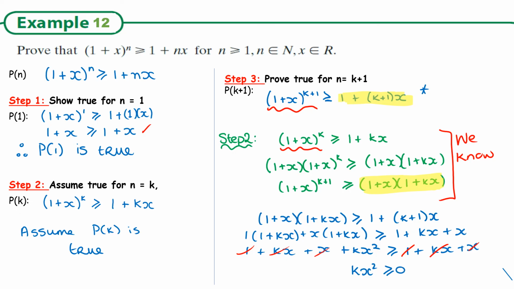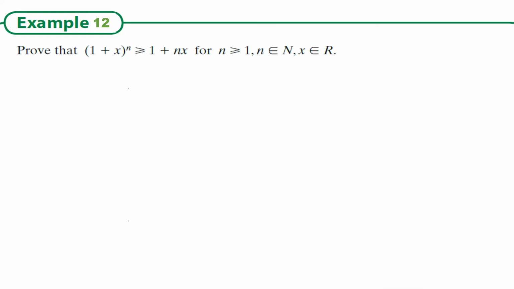Yes, it will, because x is a real number. We know any real number squared is positive. k is a natural number, so once k is greater than or equal to 1, which is what we actually know, therefore what we've done is we've proved that it's true. So now we've been able to prove it. Therefore P(k+1) is true.